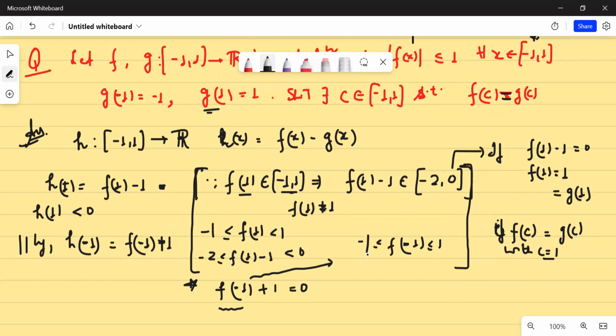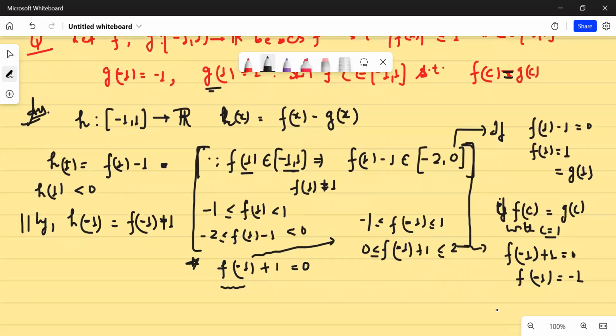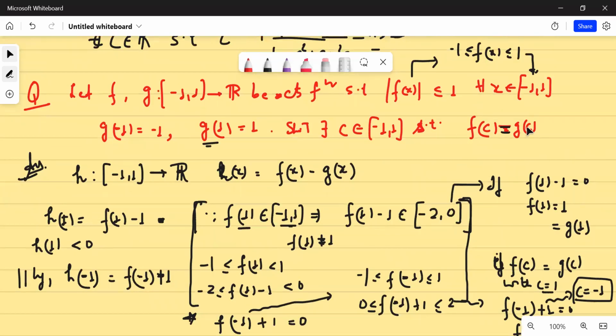-1 से लेकर +1 के बीच में। And if I write that f(-1) + 1 किसके बीच में lie करेगा? It will lie between 0 and 2. Again the same thing. If f(-1) + 1 is equal to 0, that implies f(-1) would be equal to -1. And I know that -1 is nothing but it is equal to g(-1). So f(-1) would be equal to g(-1). So there is nothing to prove, because this statement is quite obvious. With c taken equal to -1, you will be able to prove this assertion that we are trying to make.